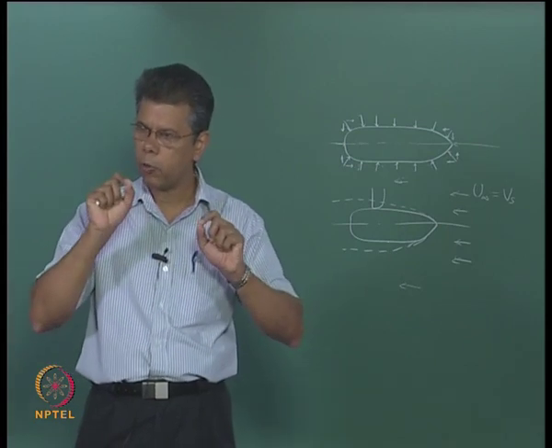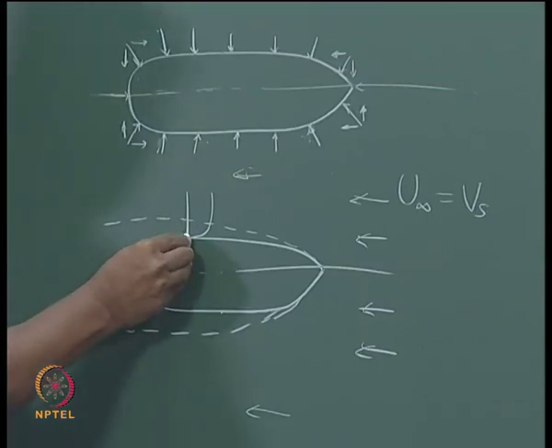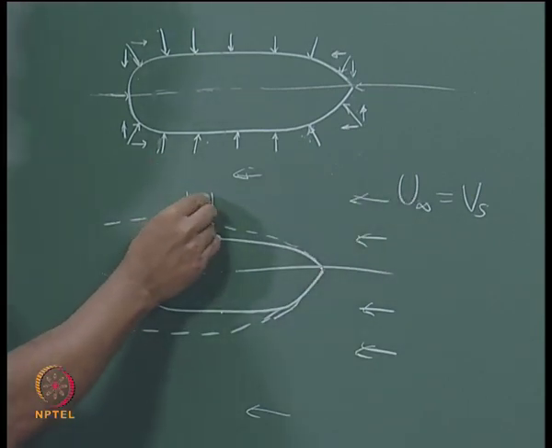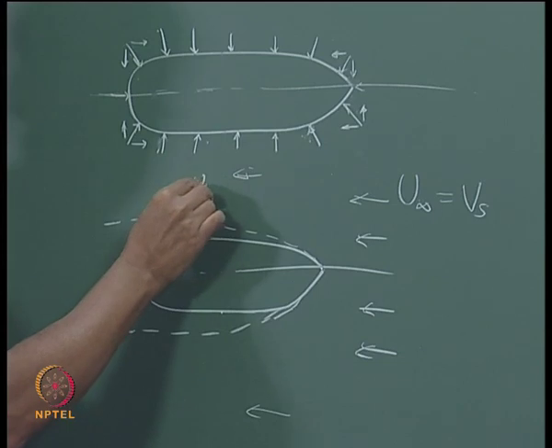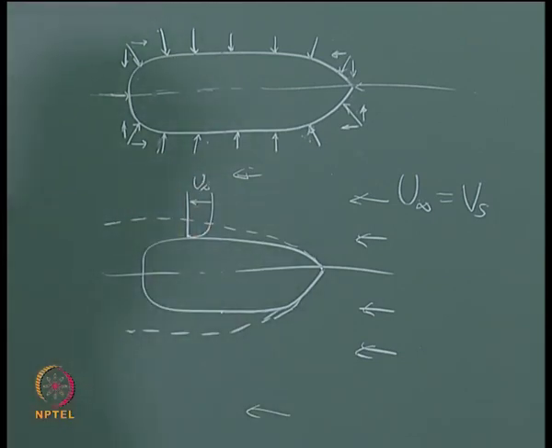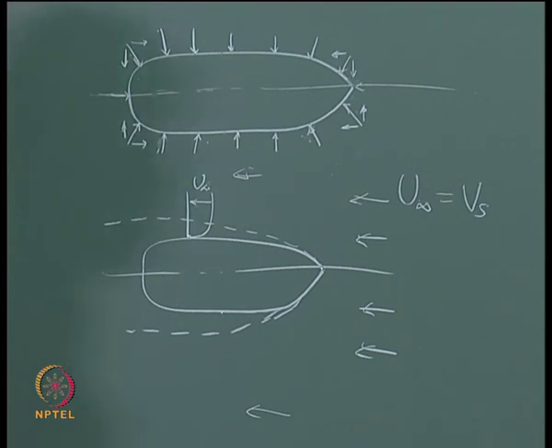So, naturally the flow velocity adjacent to the body will be 0, that is why you have a 0 velocity here, but away from the body it will have the free stream velocity. So, here you have the free stream velocity and here it will have a 0 velocity. So, there is a variation from 0 to free stream velocity, which is usually a parabolic distribution of velocity.